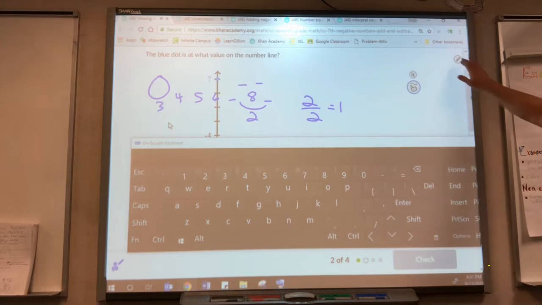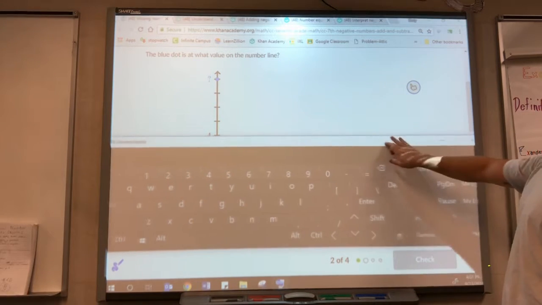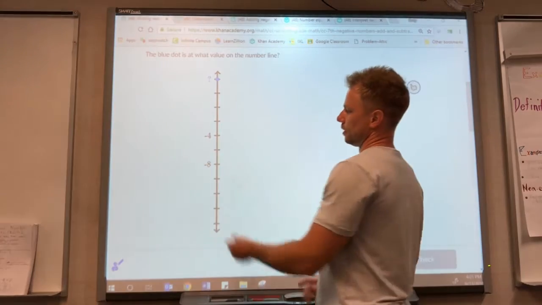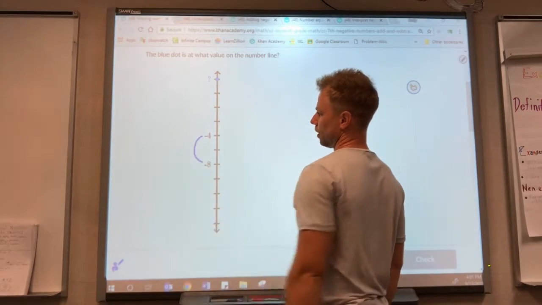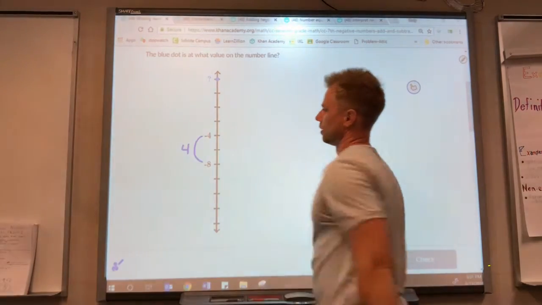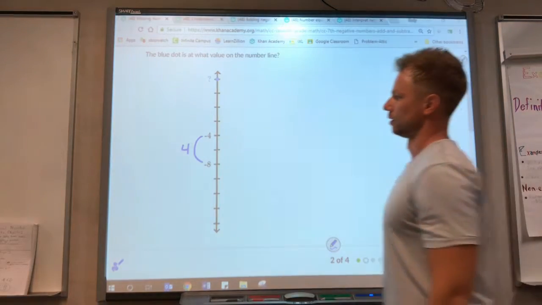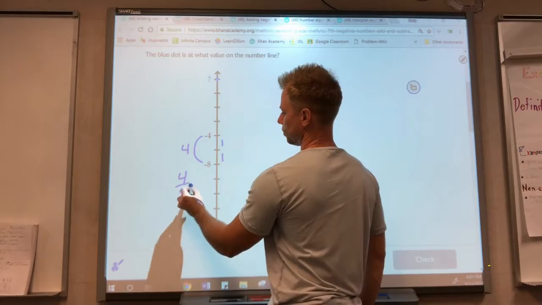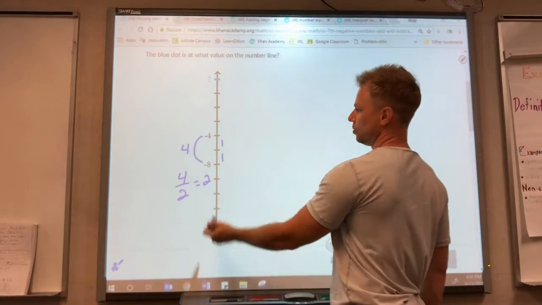Good, let's try another one. This is a vertical number line. We have -8 to -4. -8 minus -4 is a distance of 4. And we have 2 spaces. So 4 divided by 2 is 2. That means we're going by 2's on our number line.